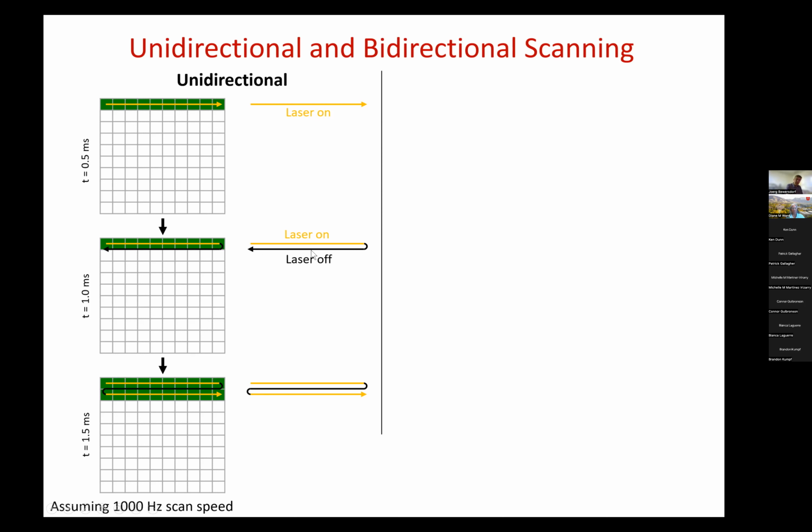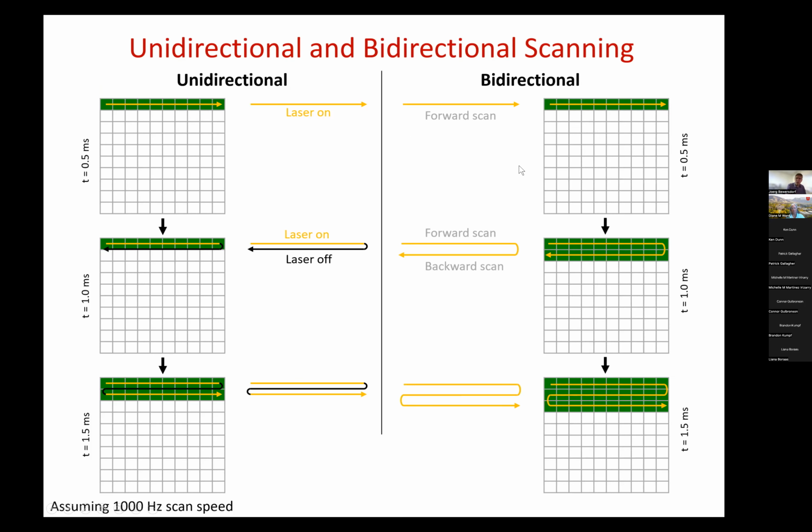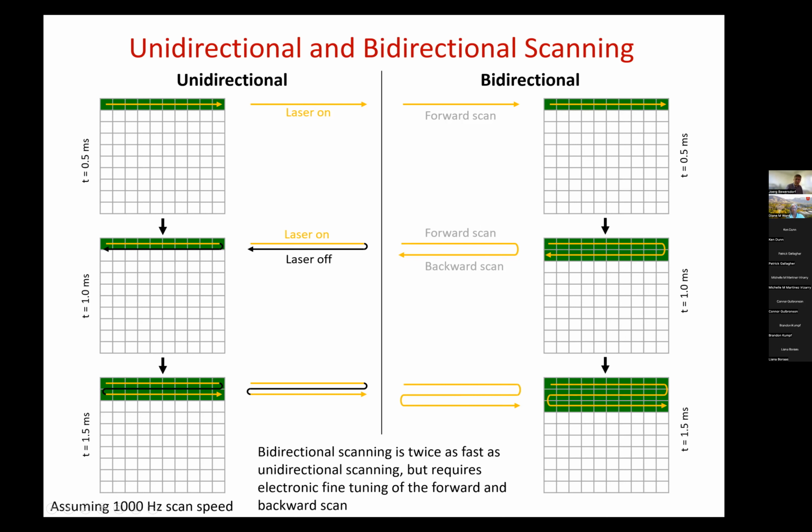But that means you're actually imaging your sample only 50% of the time. 50% the laser will be on, 50% it will be off, namely on the back scan. In the bidirectional scanning mode, you will actually leave the laser on during the back scan, and you use that back scan to scan the next line. So you forward scan the first line, backward scan the second line, forward scan the third line. This is twice as fast as the unidirectional scanning, and it seems like a no-brainer that everyone should do it.